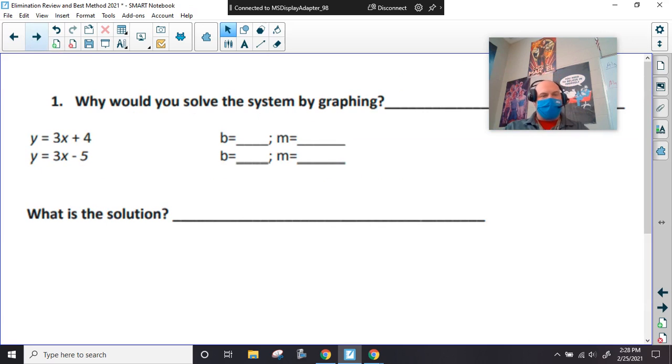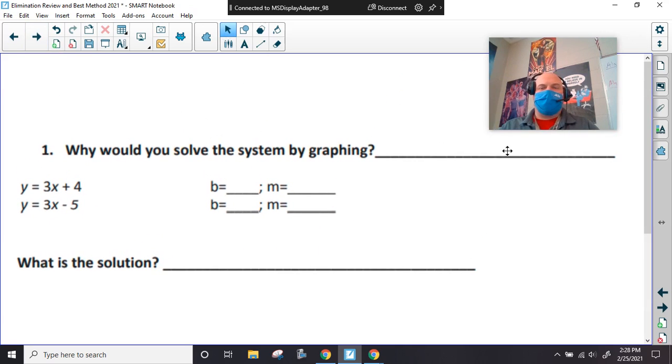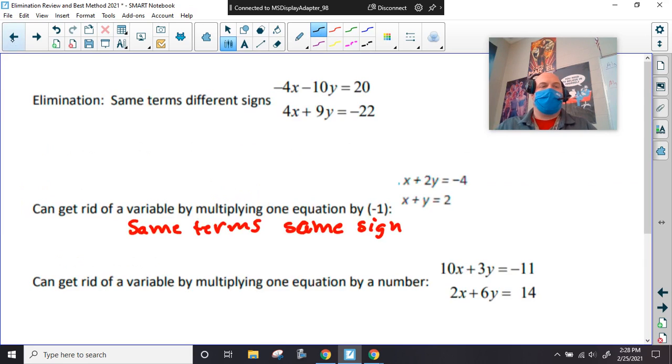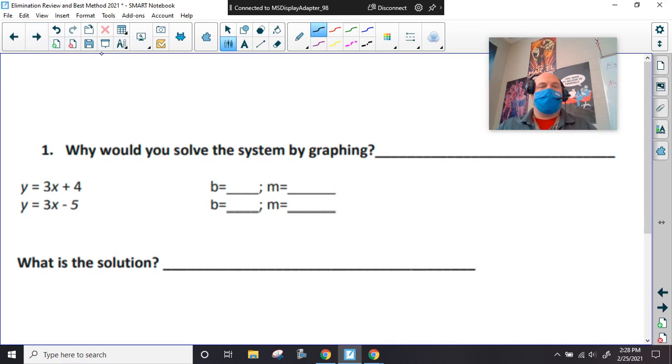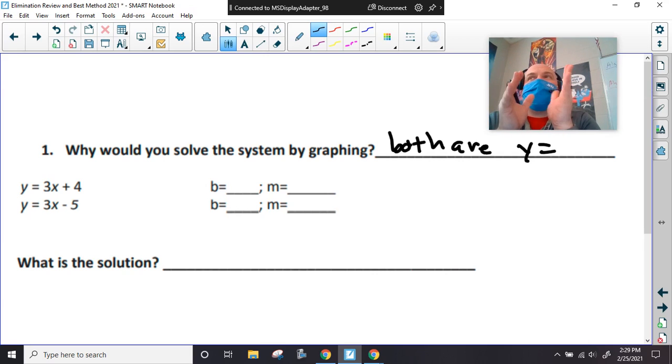So let's look at this. Why would you solve this system by graphing? Well, let's see. I wonder what we had just had on our notes. Both are y equals something. That means they're in slope intercept form, y equals mx plus b form. For this one, the b is 4.